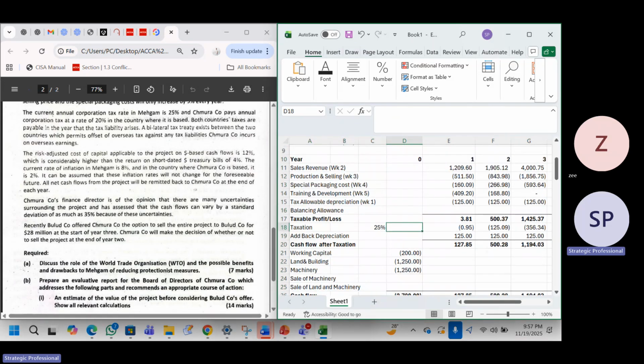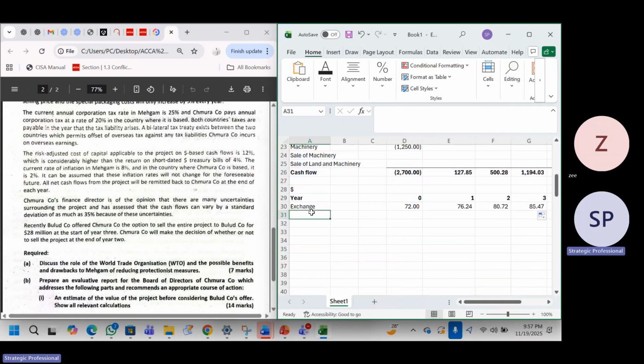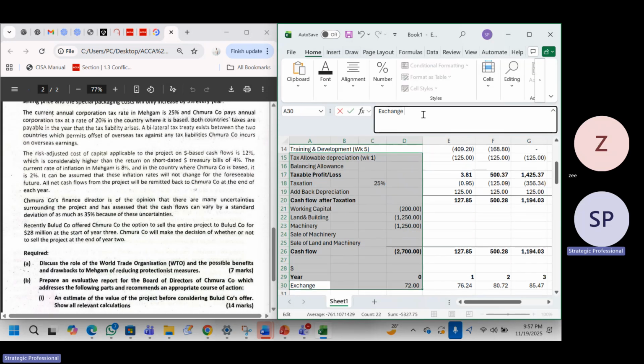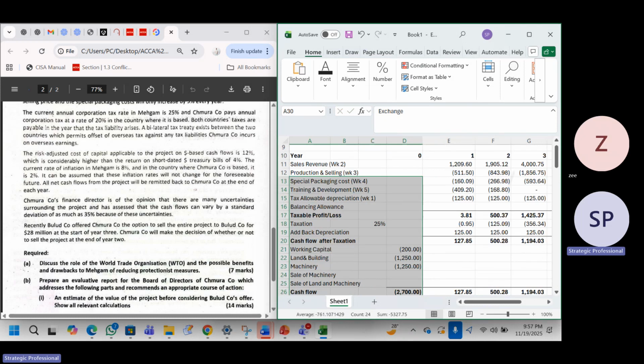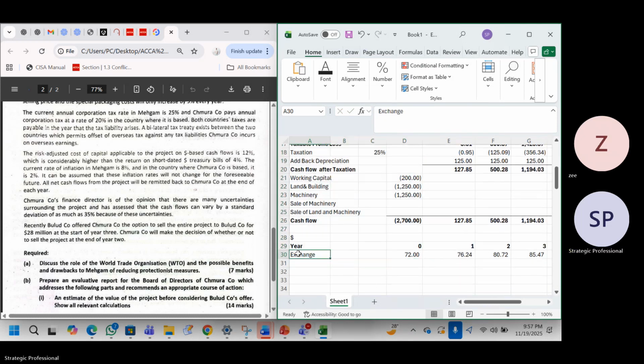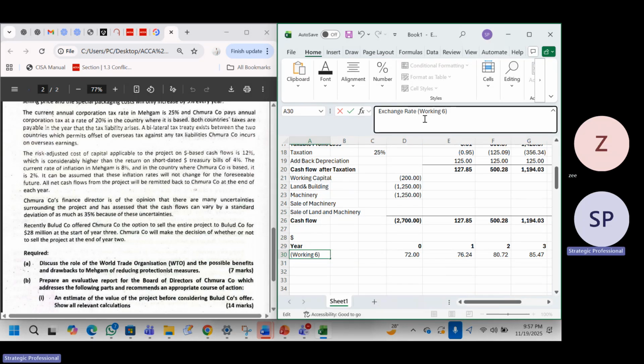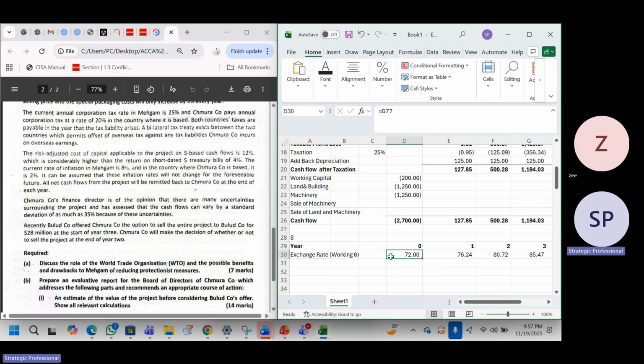Which one have we not used? We've used five. Let's just say working six, right? So exchange rate, working six. So that's that about the working. We now convert all these values that we've gotten in that currency. We convert it to dollars.